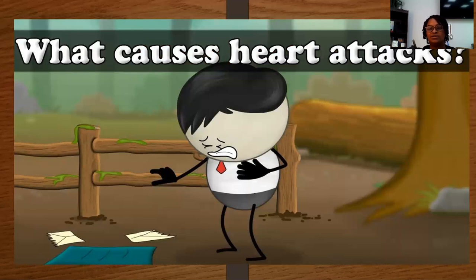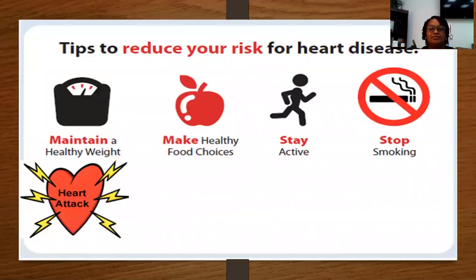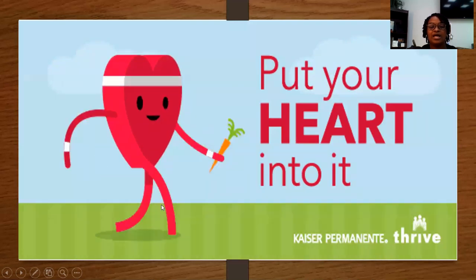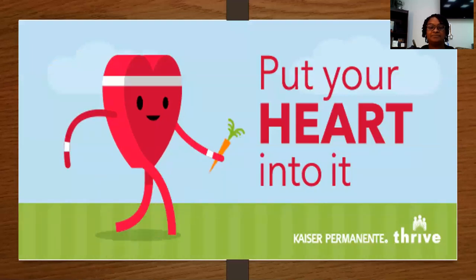So what causes heart attacks? Well, that would be your clogged artery, okay? What can you do to help reduce your risk of heart disease? Well, you can maintain a healthy weight. I need a little help with that. Make healthy food choices. Stay active and stop smoking. And if you're going to exercise, you need to put your heart into it, okay?